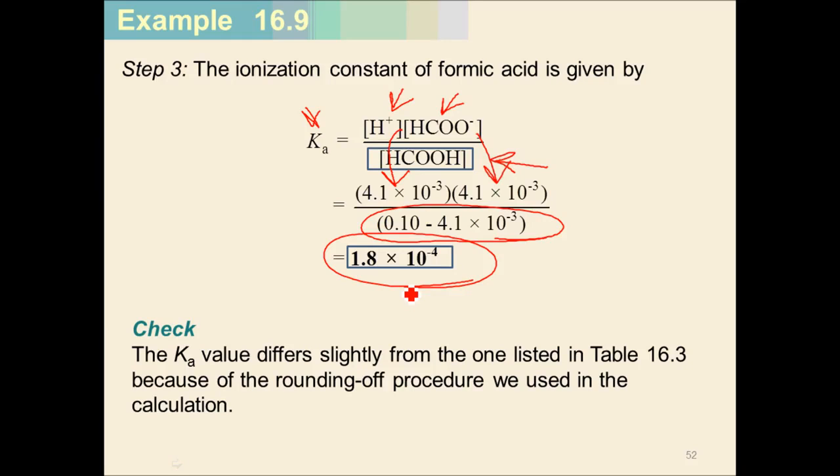Now, we could have cheated and just looked back on table 16.3. If you remember, I pointed out formic acid's Ka, and check. Well, the value is slightly different, but we rounded off a bit more in our calculation.